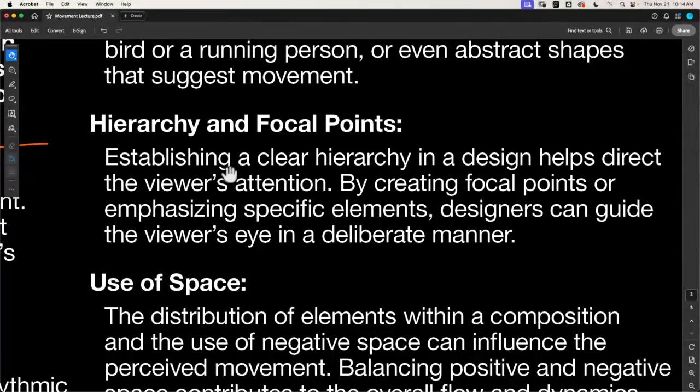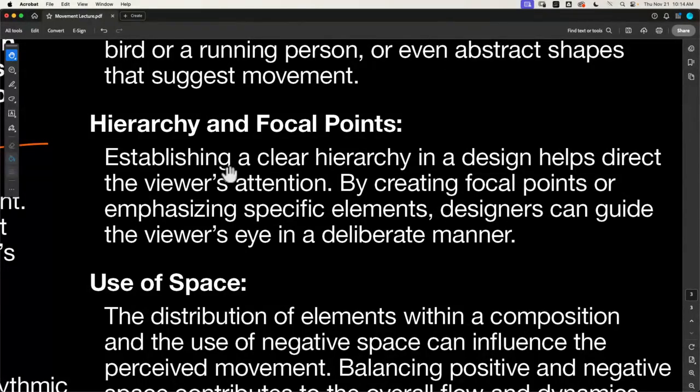But hierarchy and focal points. This is where we want to make sure people are looking where we want. I want you to look at this point, and then I want you to look over here next, and then over here third, and end up looking over here fourth. And we can do that. We can move the eye through the design piece to get people to specifically look where we want them to look, when we want them to look. And that's the big key. You can really direct the eye a lot.